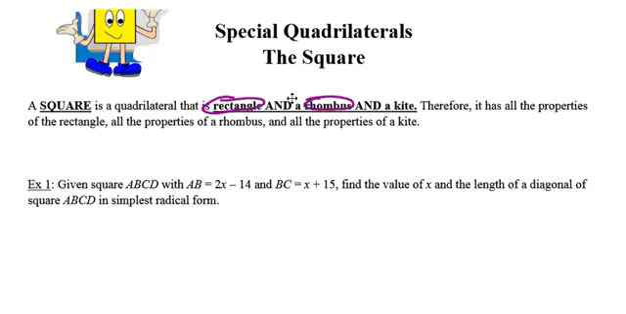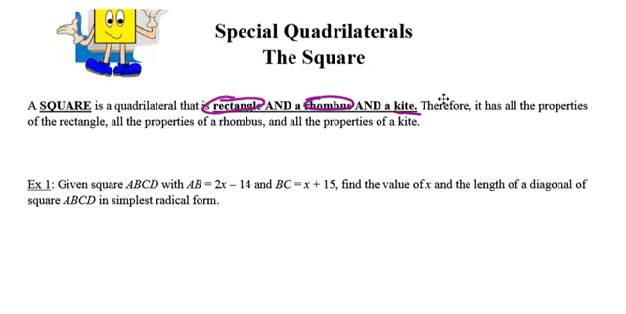And in addition to being both a rectangle and a rhombus, the square is also a kite, but you're going to hear more about the kite in the next video, so I'm going to save that for later. But because a square is a rectangle, it has all the properties that a rectangle has. Because he's a rhombus, he has all of the properties that the rhombus has.